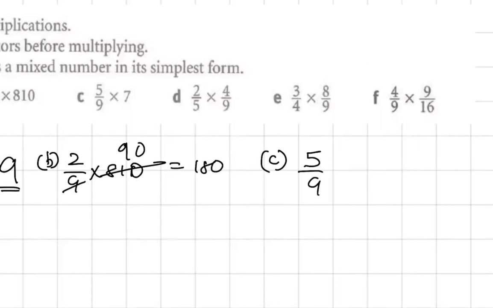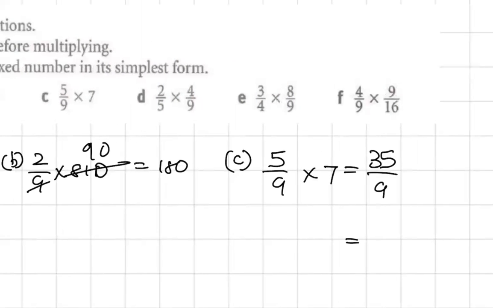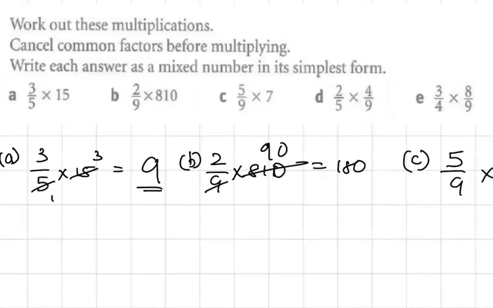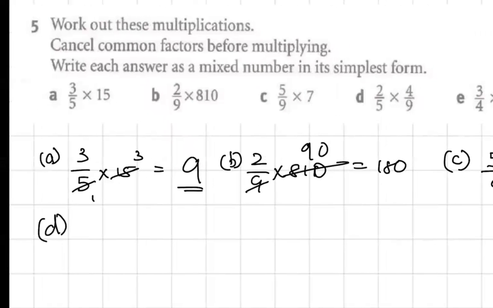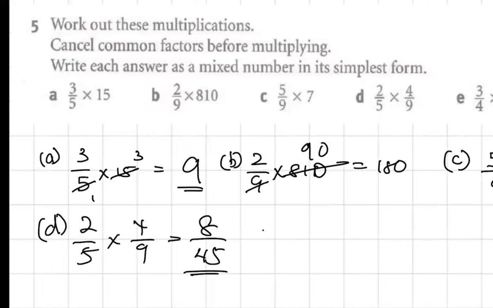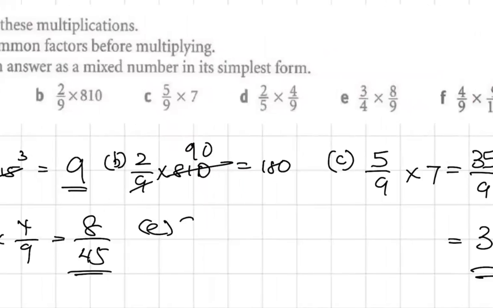5 over 9 multiplied by 7. There's nothing you can do here. 35 over 9. And then change it into a mixed number. 9 times 3 is 27, 35 minus 27, we get 3, 8 over 9. Let's try D. 2 over 5 multiplied by 4 over 9. Nothing you can do here. 4 times 2, 8, 9 times 5, 45. And that's it. E. 3 over 4.